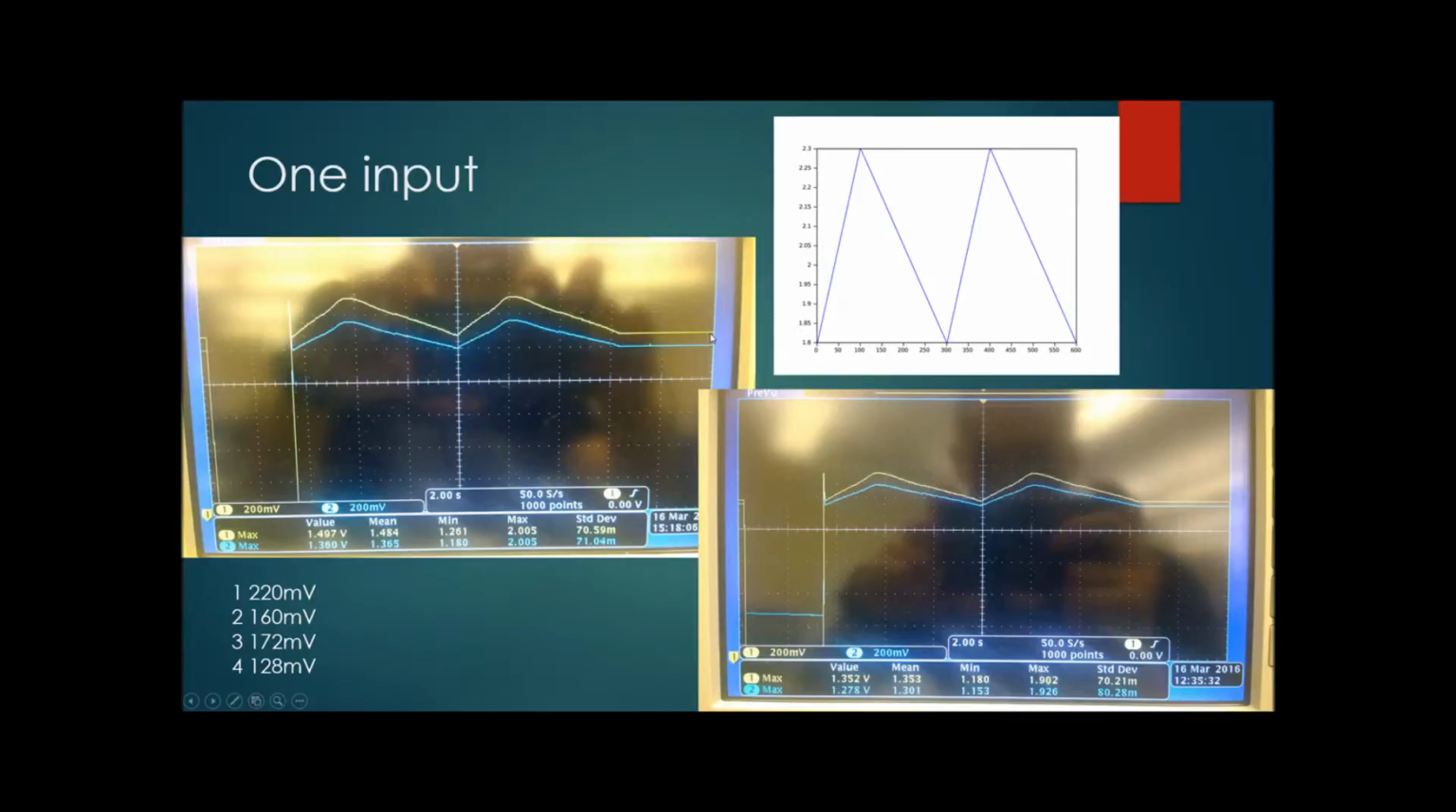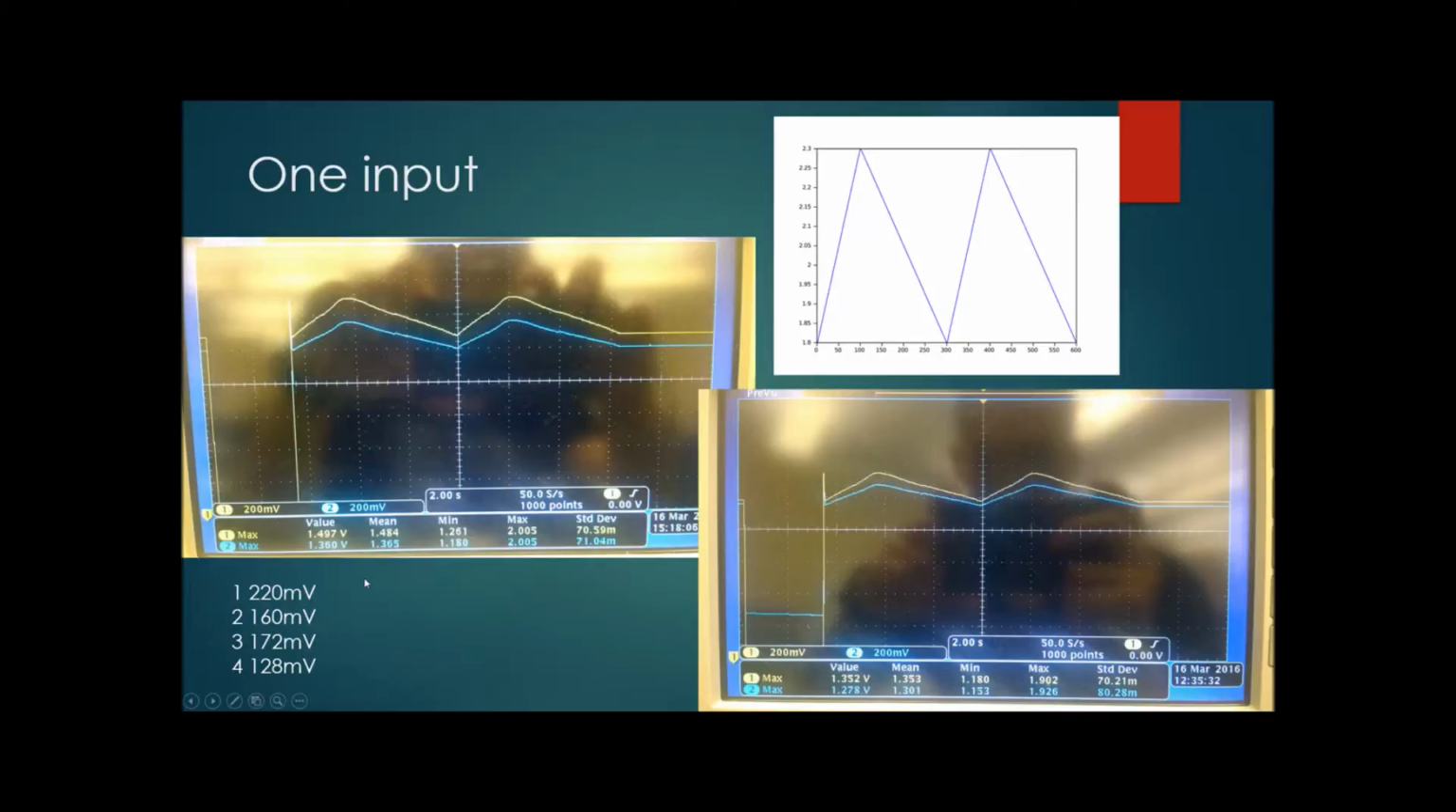So first we will take a look at our one input result, and our input is two triangle waves. For the left side, the yellow one is our first output and the blue one is the second output, and for the right side, the yellow one is the third output and the blue one is the fourth output.